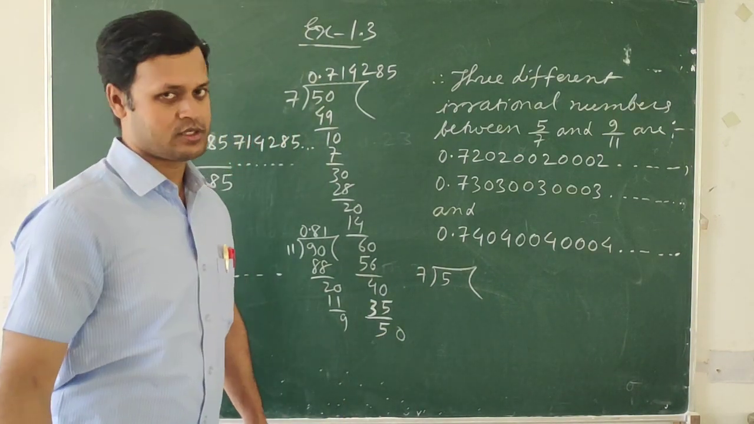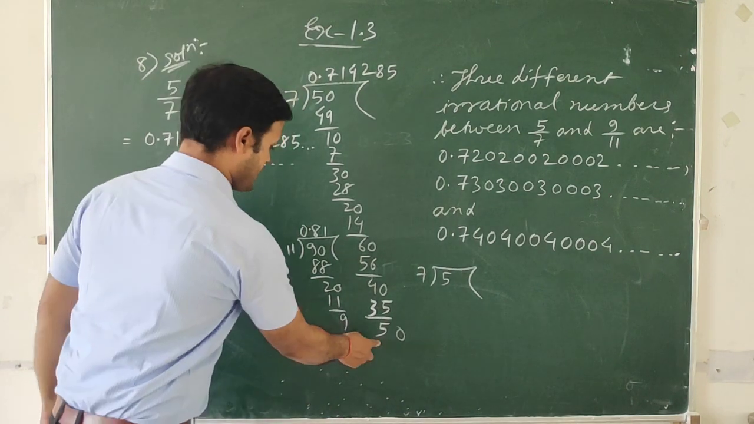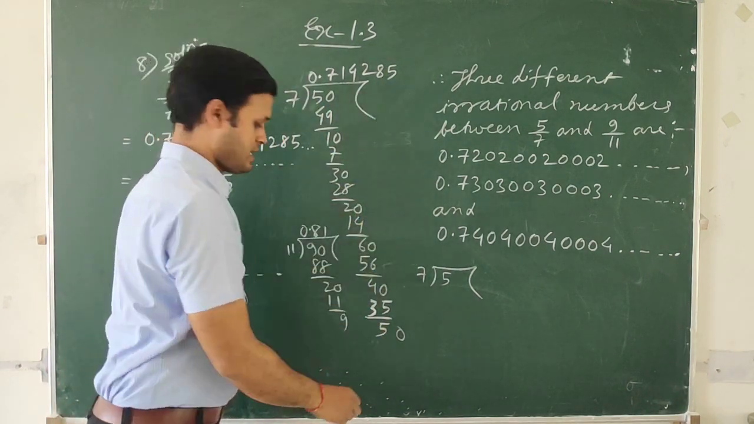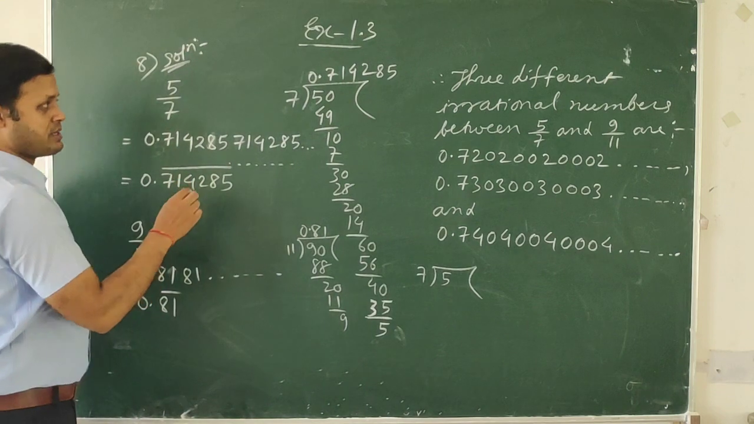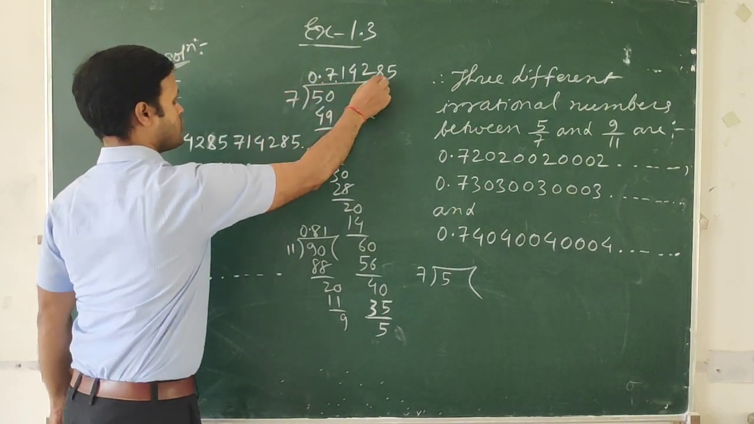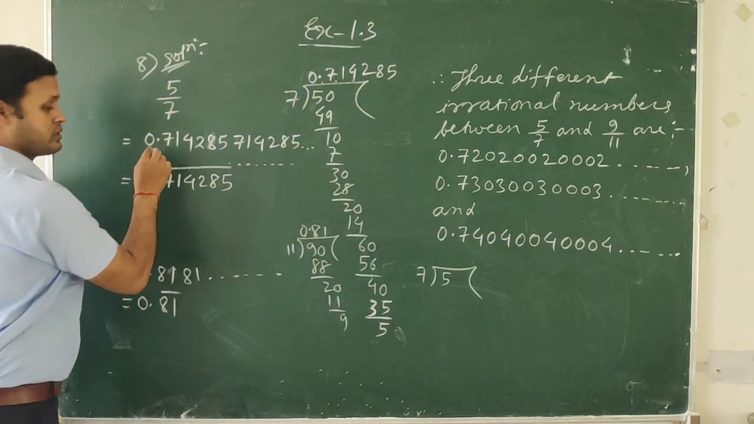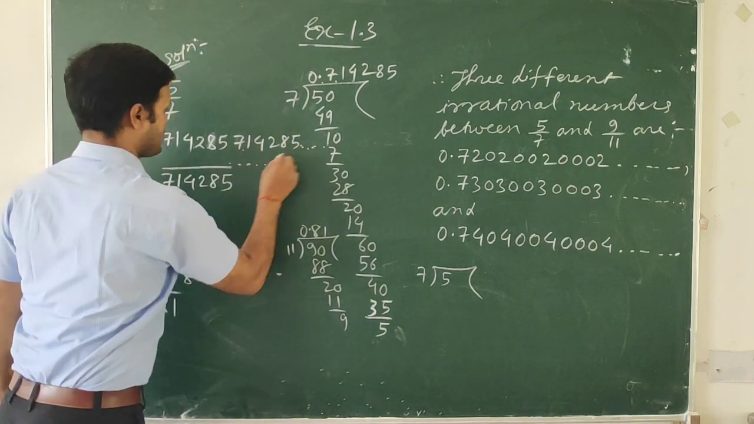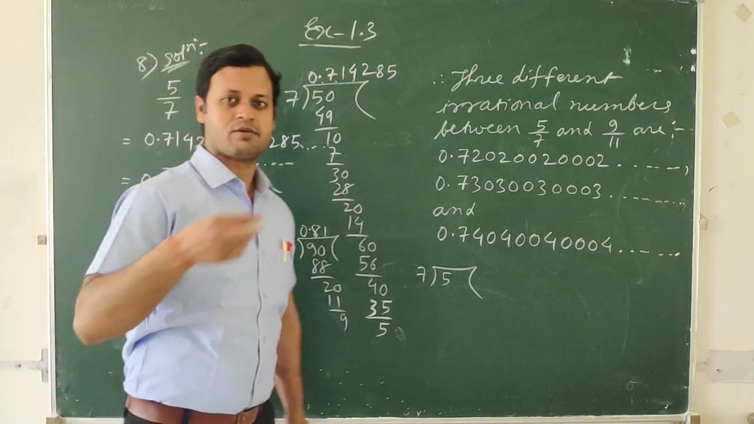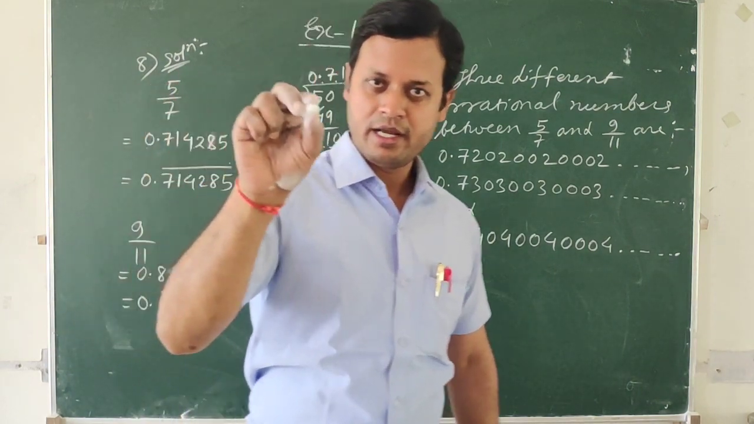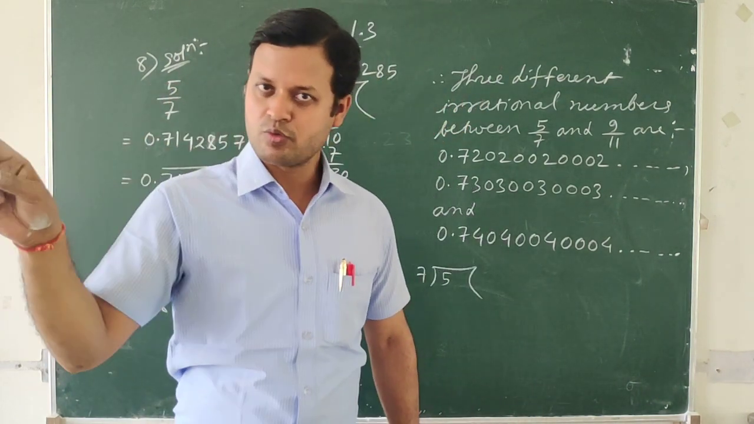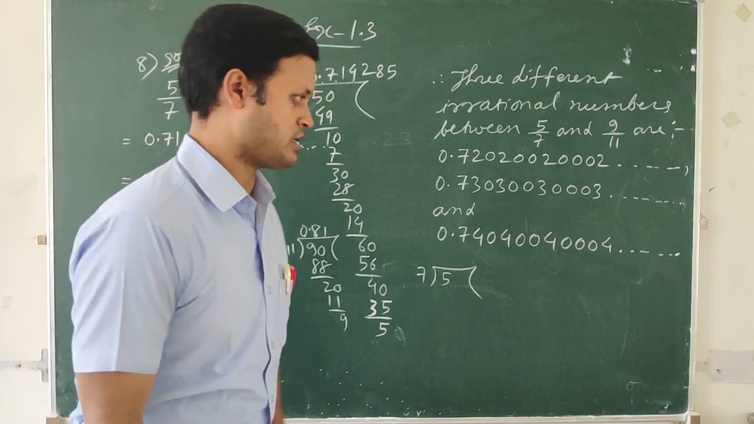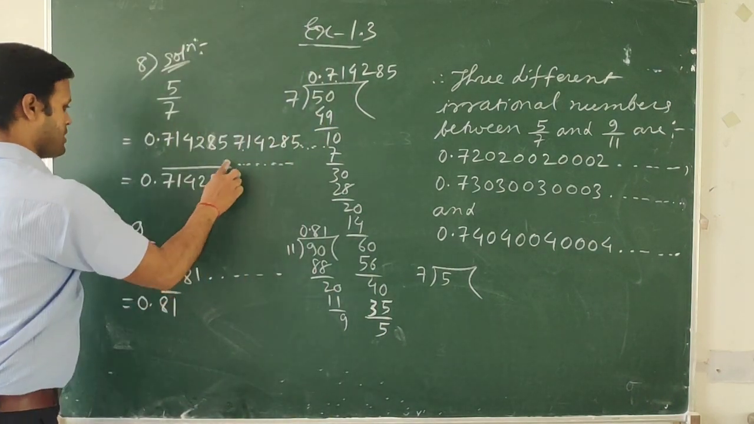Again, if I give 0 here, because after the point a 0 will come automatically, again 7 will come out, 7 sevens are 49. So this set of numbers will repeat: 714285. That's why I wrote here 0.714285, 714285. It will keep on coming, this set of numbers. So therefore I get this bar.